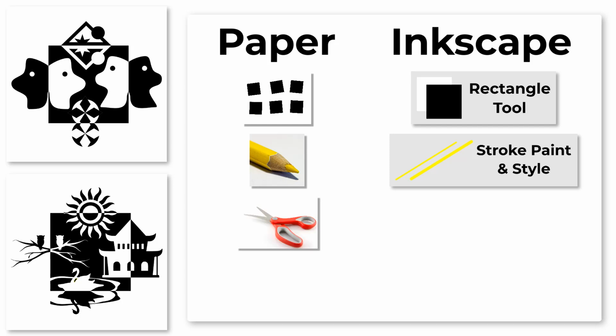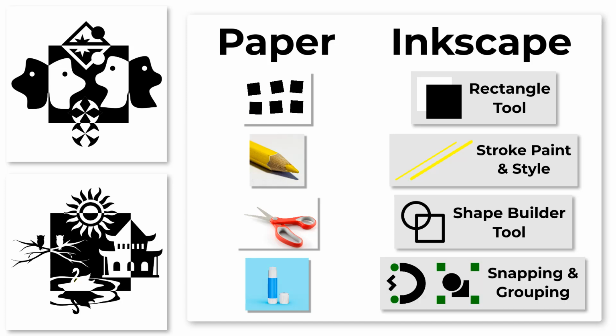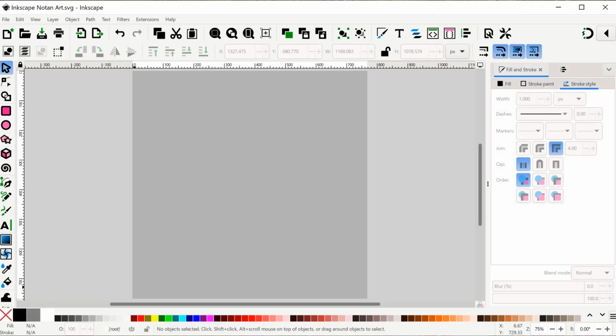With paper, the artist will use a pair of scissors to cut out every single shape and save every single piece from the black square. In Inkscape, we'll achieve the same thing by using the Shape Builder tool. Finally, with paper, after rearranging the black shapes onto the white paper, the artist will use glue to keep everything in place. In Inkscape, we'll use snapping and grouping to achieve the same purpose. Let's go ahead and get started with our first example.